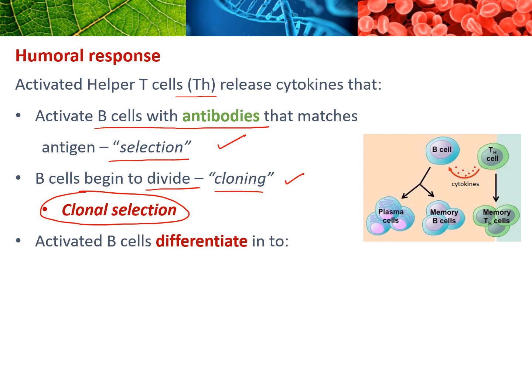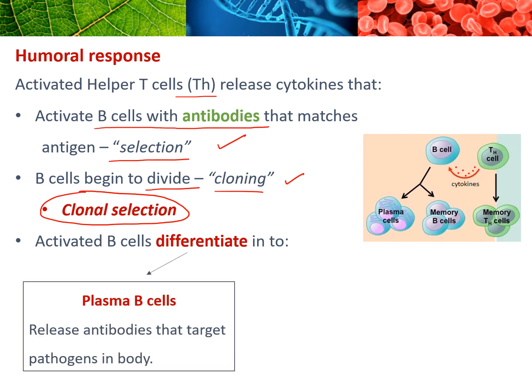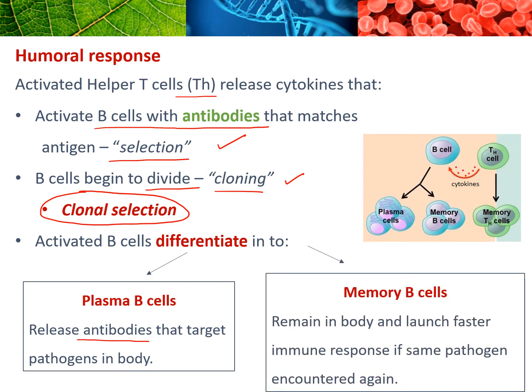Again, those activated B cells that have now cloned will differentiate into either plasma B cells. These are kind of our fighting cells. They're going to release the antibodies that will travel around the body and target the pathogens, or they may become memory B cells. Again, this will just be a smaller number of those activated B cells. Similar to memory T cells, they'll stay in the body, and next time the same pathogen is encountered, they can launch a much faster response.